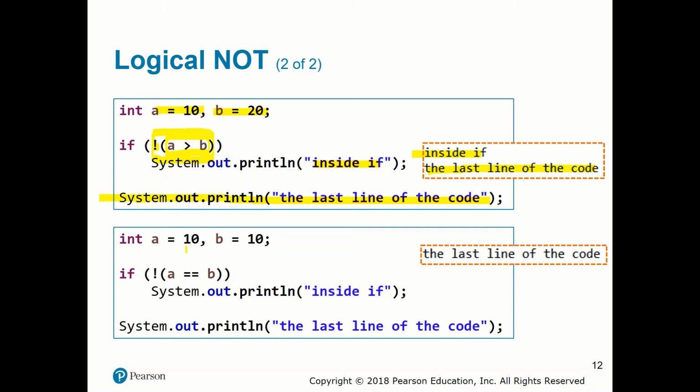If A is 10 and B is 10, and the if is here, then this condition will be evaluated. This is true, but NOT makes the whole condition false. So this cannot be evaluated and printed out. So finally, only this line will be printed out.